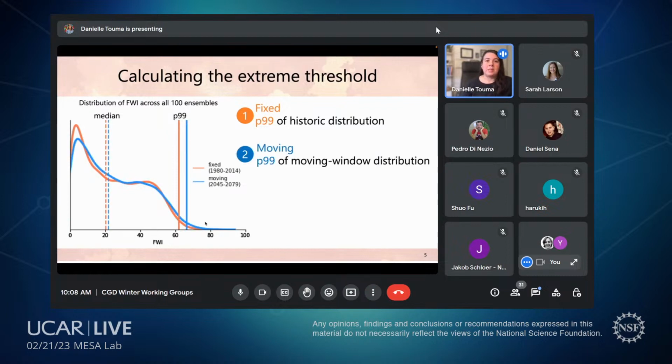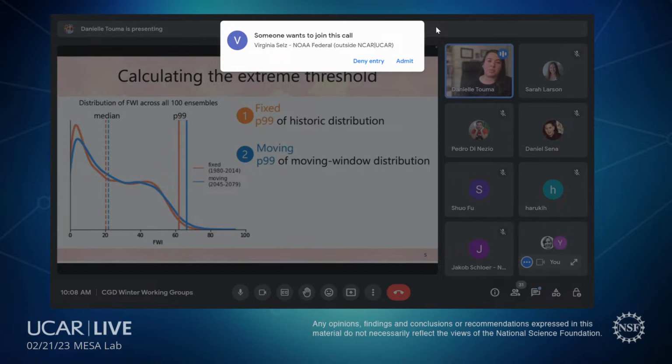Another way you could define this threshold is by using a moving window distribution. So instead of just using a fixed threshold, we allow this threshold to change depending on the time that we're assessing. So for example, if we're assessing 2045 to 2079, we would now use this blue threshold instead. And you can see that it's a higher threshold because of changes in our climate.